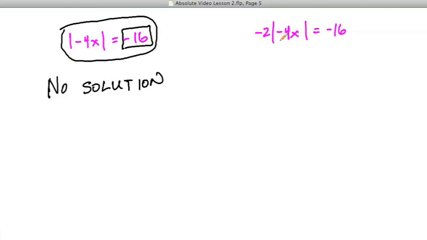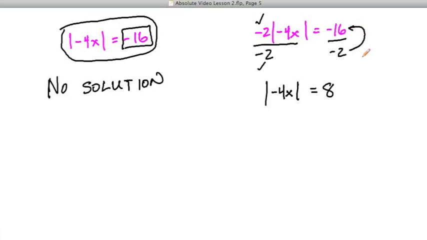If it's being multiplied, that means I'm going to divide by negative 2. Divide by negative 2. These check out, and I've got the absolute value of negative 4x is equal to positive 8. Look at that. The stuff canceled out the negative. And now that it's a positive, I am able to solve it. So I got negative 4x equals 8, negative 4x equals negative 8, and I go through and solve.